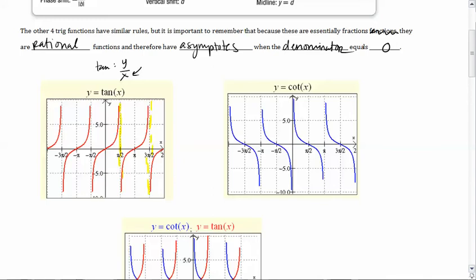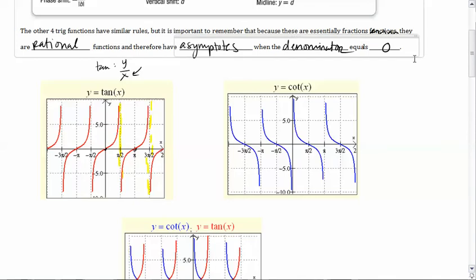Conversely, where we are going to have zeros for tangent, where our actual function of tangent is going to equal 0, is where our y is going to equal 0. So where sine equals 0, or where on our unit circle our actual y-coordinate equals 0. So we are going to have zeros here at 0, at pi, and everywhere beyond that.